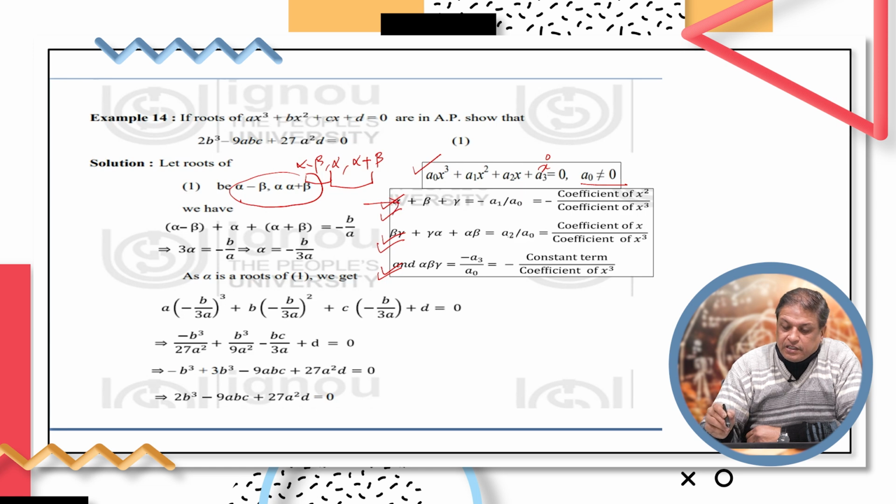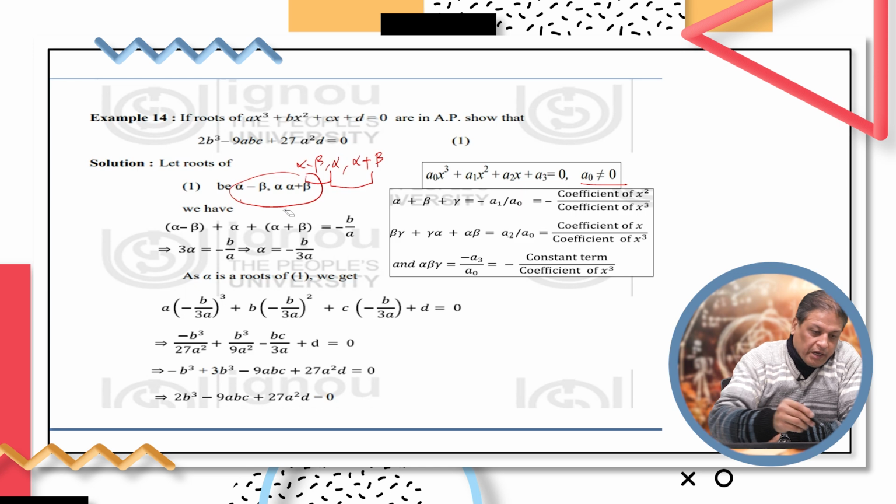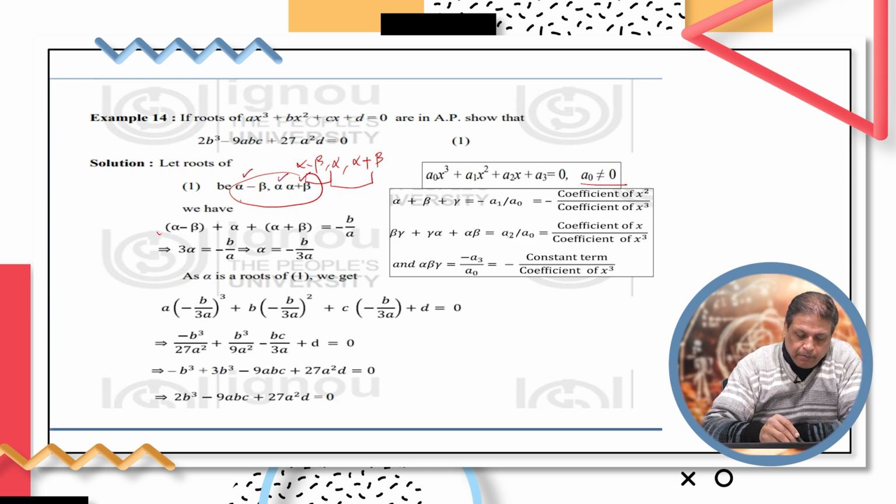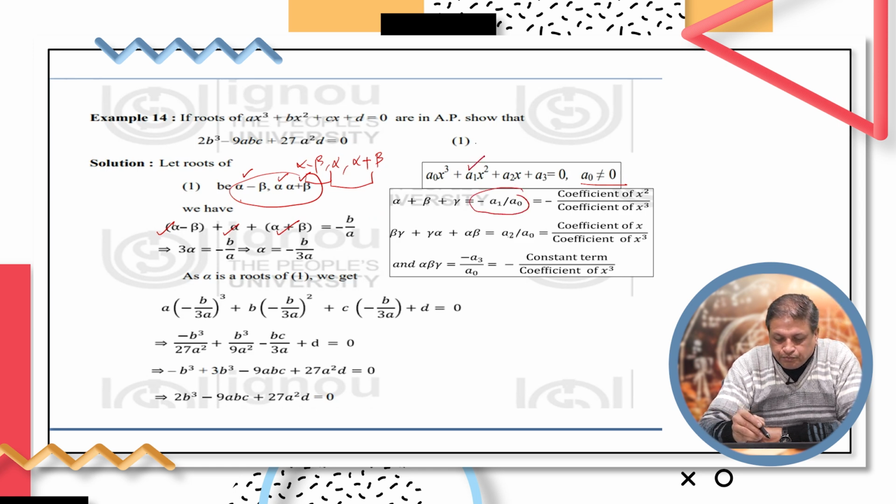Applying the first identity, that is alpha plus beta plus gamma is equal to minus of a1 upon a naught. What is alpha, what is beta and what is gamma over here? Alpha, beta, gamma are respectively alpha minus beta, alpha and alpha plus beta. So, adding them all, alpha minus beta plus alpha plus alpha plus beta, this is to be equal to minus of a1 upon a naught. What is a1? a1 is the coefficient of x square. So, over here the coefficient of x square is b, and a naught is the coefficient of x cube, which is a.